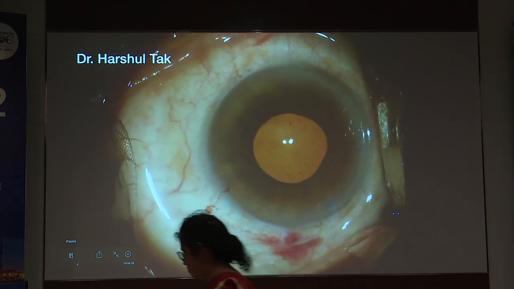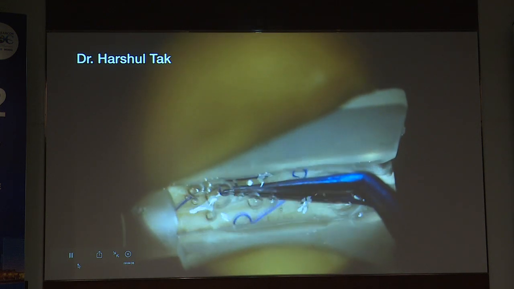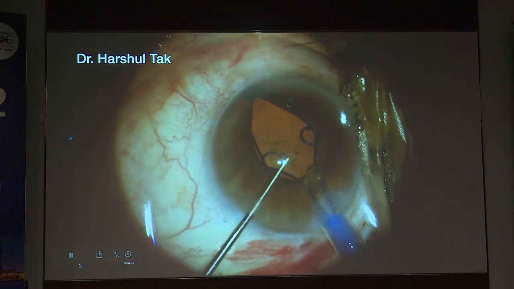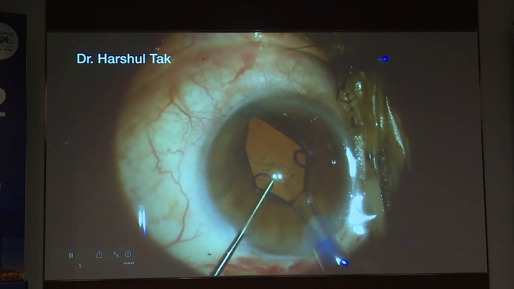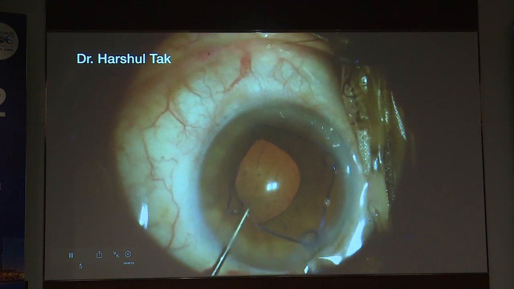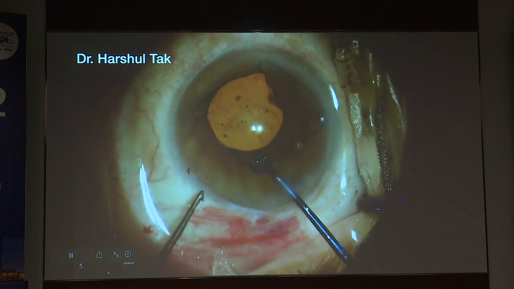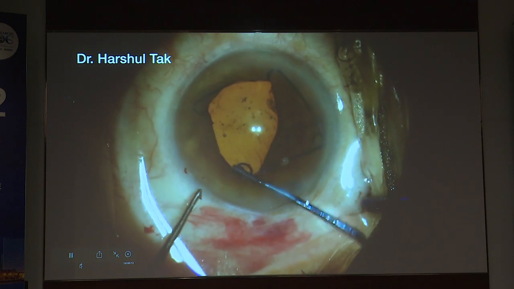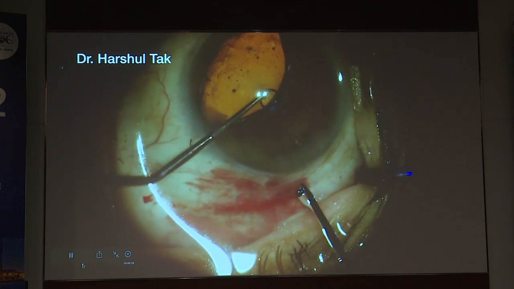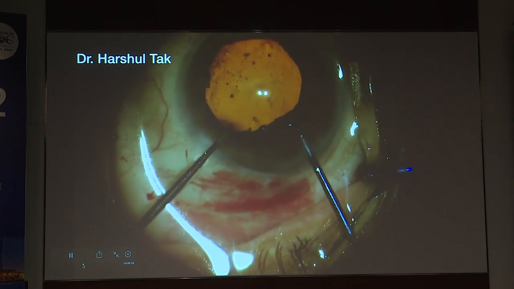This is another case with very narrow angles, and laser PI was done. The same way, I'm loading the ring, and see the ring goes, the proximal scroll, lateral scrolls. Sometimes the third scroll doesn't go in one go, so we need not worry, just rotate the ring and you can engage the third scroll. It's a very flexible ring, easy to insert.